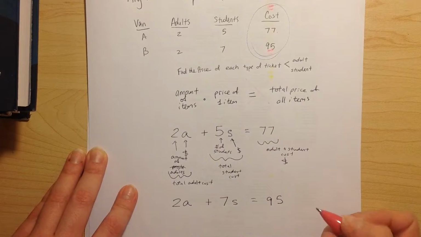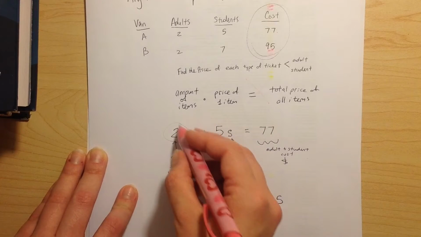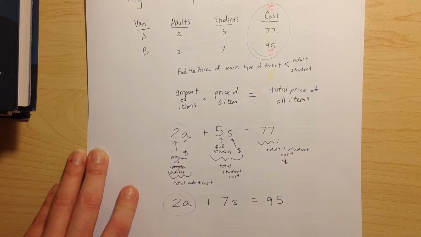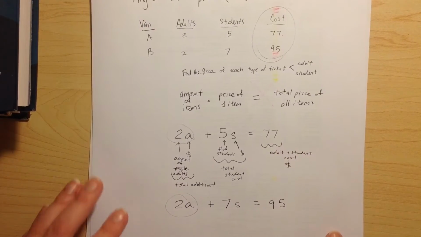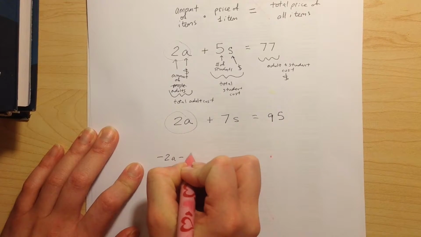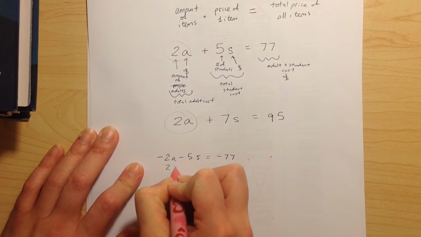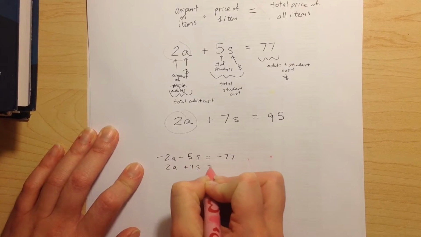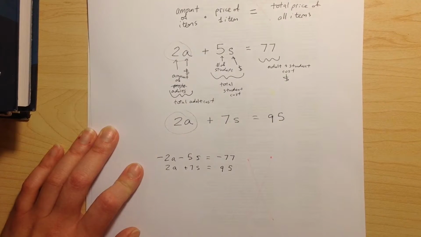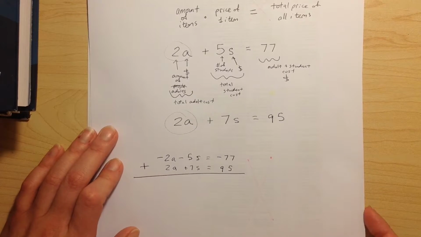There we go. Now, this is a very good candidate for elimination because notice the 2 a's already match. I just need to make one of them negative. So I would probably pick this top one to make that negative. So I would make that negative 2a minus 5s equals negative 77. The second equation stays the same. Again, you do not need to do elimination. I will never tell you to do elimination at this point. But it works very well here, so that's the one that I'm going to show.